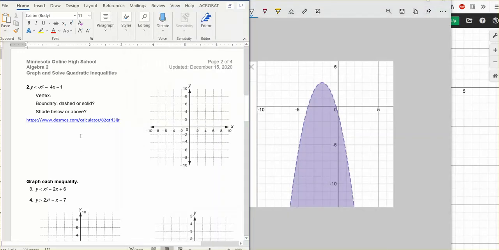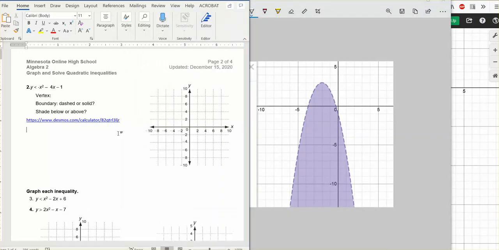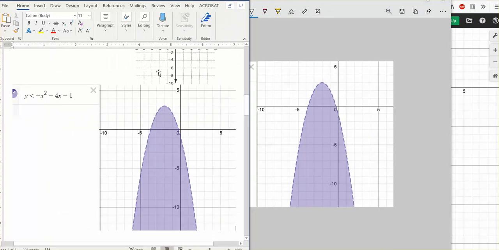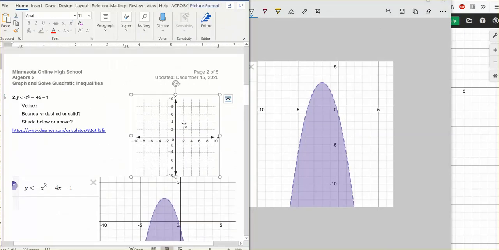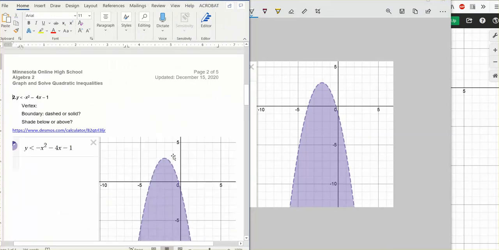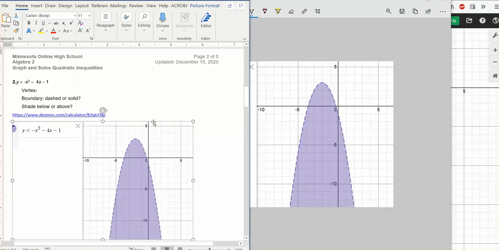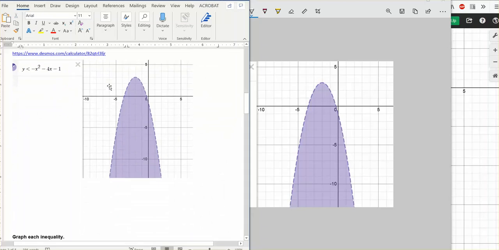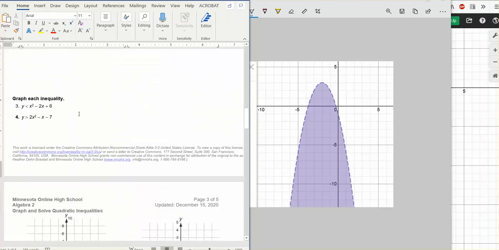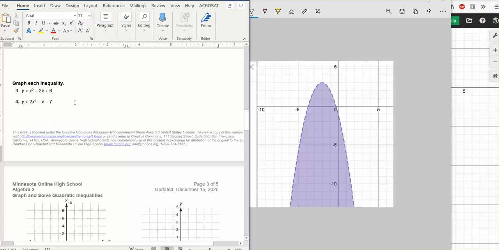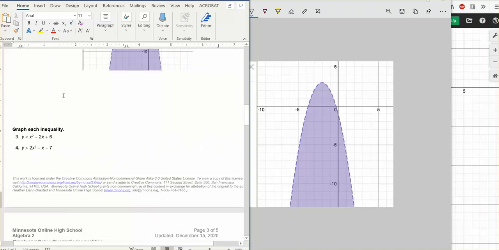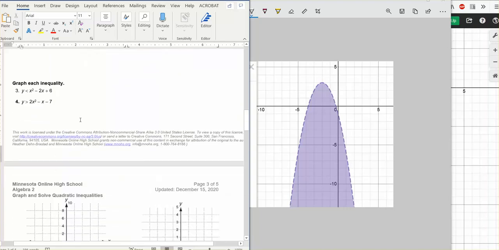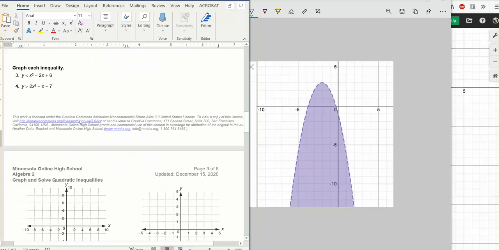And if you wanted to delete this, if you want more room, that's fine too. It doesn't matter how much space you use if this is just a document that you're going to save and then attach. So don't forget to fill in these questions too. I didn't fill them in as I went, but you'll need to do that. On these next questions, all you need to do is graph. You don't have to answer the questions about what's the vertex, is it dashed or solid. All you need to do is make the graph and then attach it, or if you want to recreate the graphs on here, you can do that.